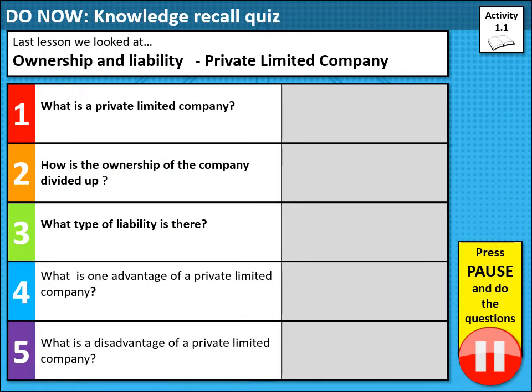Just before we start franchising, I want you to recap on private limited companies with some questions for you to look at. Your knowledge recall quiz. What is a private limited company? How is the ownership of the company divided up? What type of liability is there? What is one advantage of a private limited company? And what is the disadvantage? I want you to pause the PowerPoint there and answer the questions. If you can't remember, have a look in your workbook from private limited companies or your textbook or Murphy's resources, as they might be able to help you.